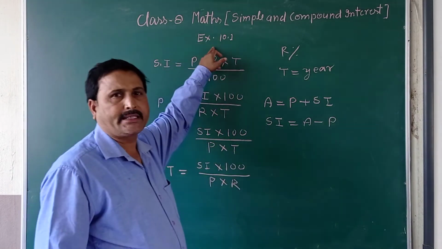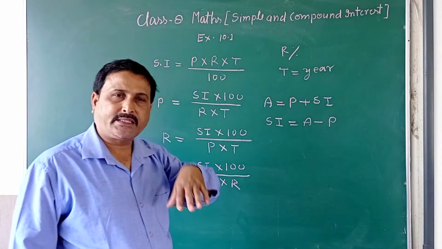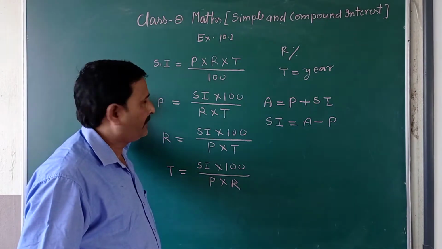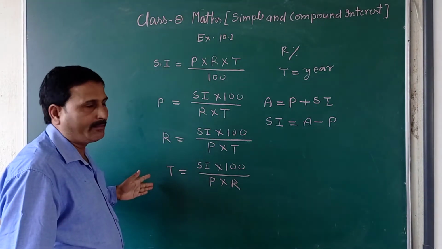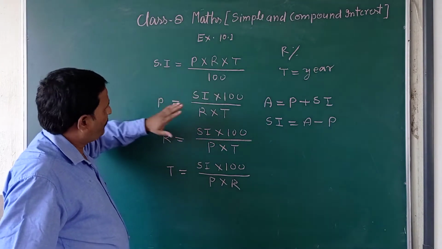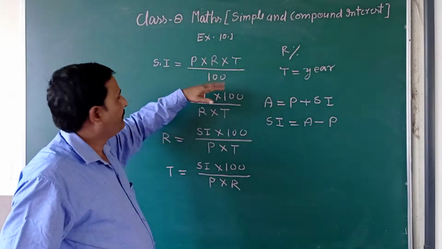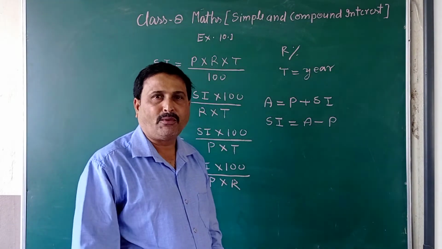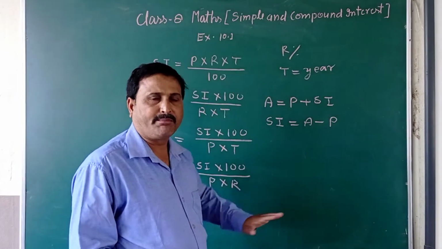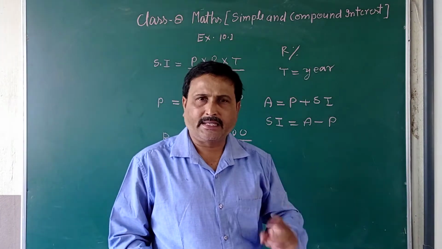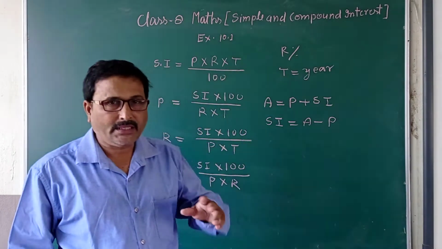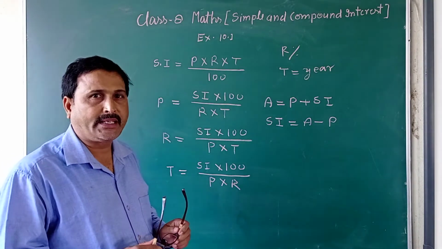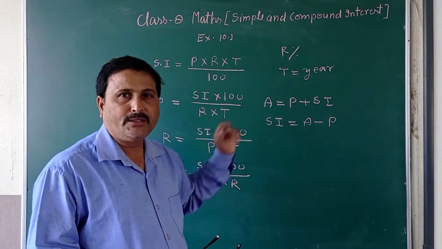In first exercise 10.1, the questions are based only on simple interest. I am going to explain a few questions. You have to remember this formula, or you put whatever value is given in the same formula, and you can find the value of the unknown variable. Every student has to write all the formulas in your fair copy.